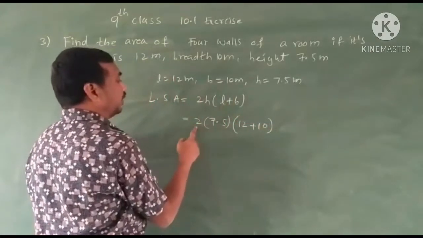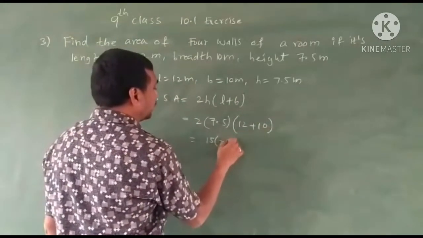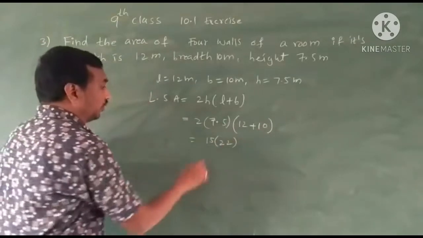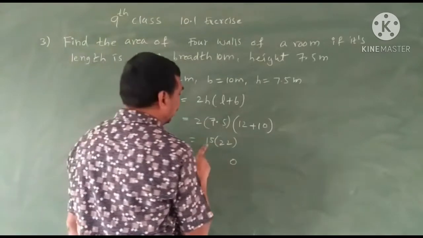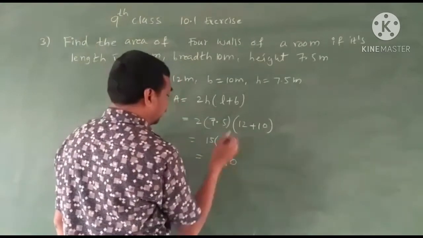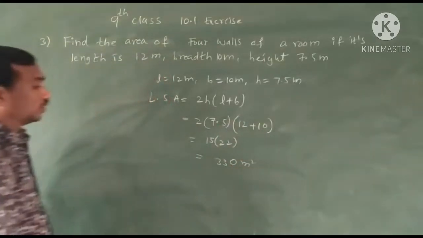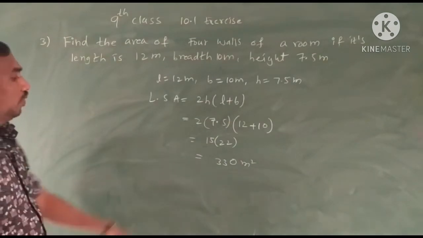So 7.5 into 2, so 15. 12 plus 10, that is 22. So 22 into 15. 15 into 2 is 30, 0, 3 is carrying. That is 330. 330 meter square. Okay, so this is the required surface area of the 4 walls.